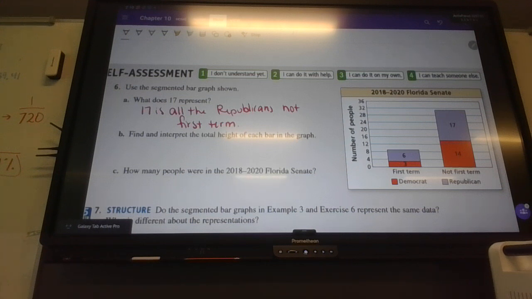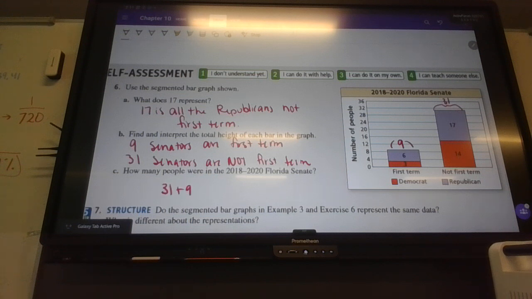Total height. So we got a total height of 9 here. So I would say 9 senators are first term. And that includes both Republican and Democrat. And then I'll add this up. 31. 31 senators are not in their first term. And then in total, how many people were in the Senate? 31 plus 9, 40 total senators.